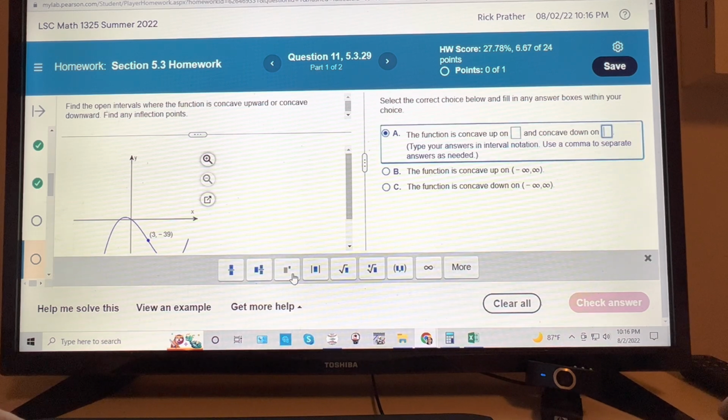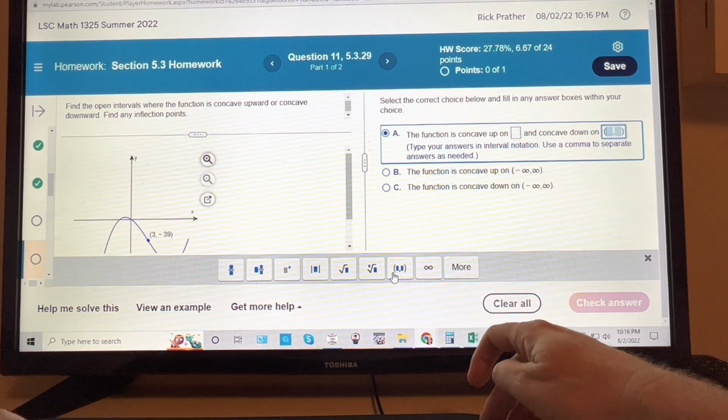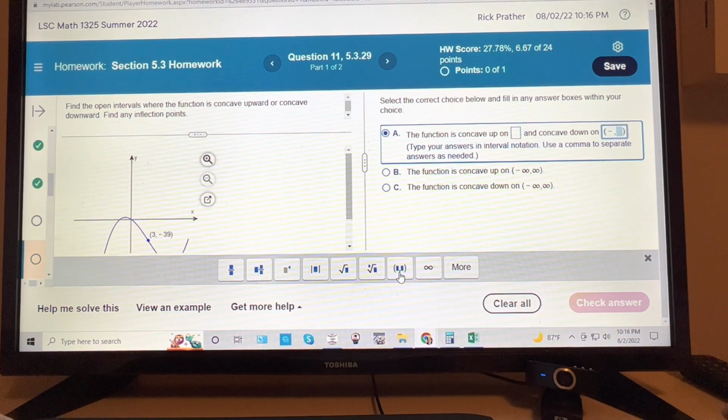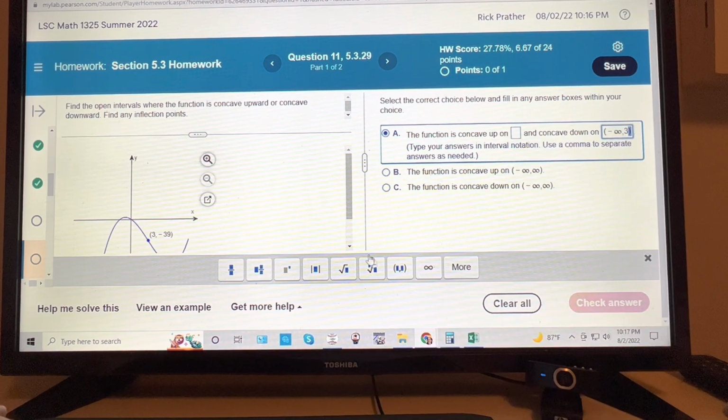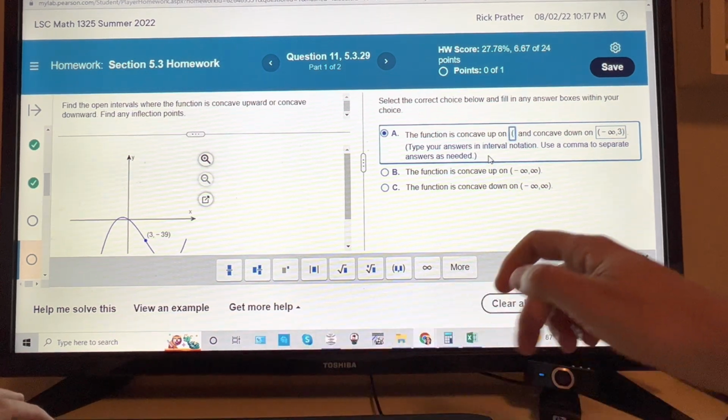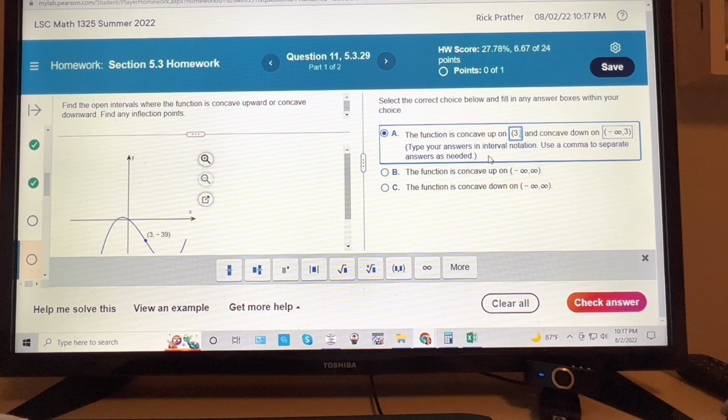And this time they're going to let me answer the first one that happens instead of doing them in order. So negative infinity to 3, it's concave down. And then it's concave up from 3 and ever after. 3 to infinity.